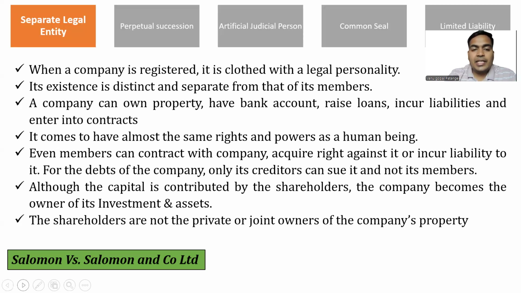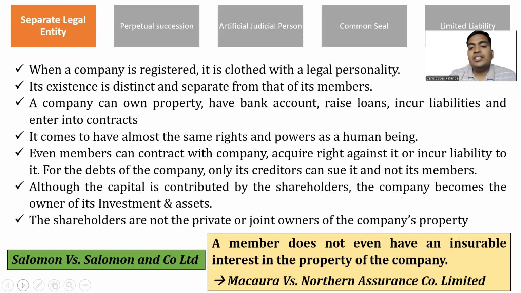Hope we are clear with the case law. Then we will see another case law, which is Macaura versus Northern Assurance Company Limited. What are the facts of this case? Macaura, who is the owner of the company, took insurance on the company's behalf. He has a timber company. So the company has timber as their inventory, as their stock.